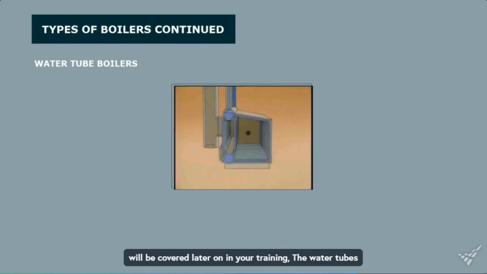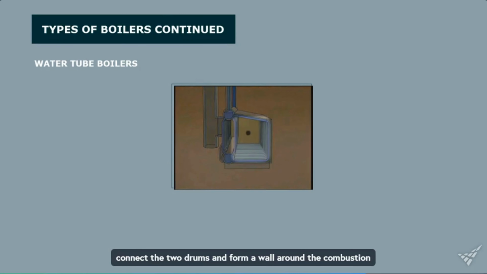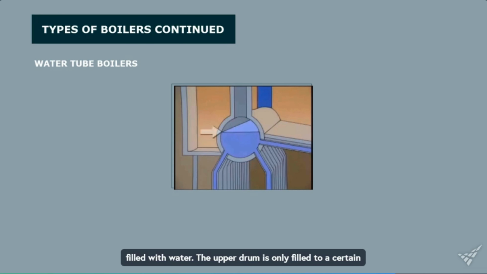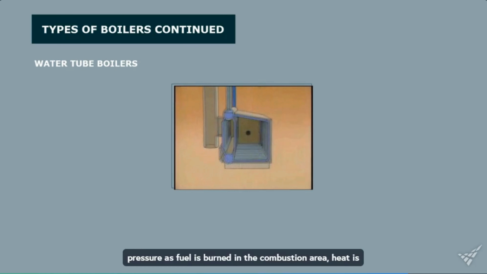The water tubes connect the 2 drums and form a wall around the combustion area of the boiler. This is the area in which steam is generated. Water is fed into the upper drum through a feed water line. The water tubes in the lower drum are completely filled with water. The upper drum is only filled to a certain level to provide space for steam to collect and build up pressure. As fuel is burned in the combustion area, heat is transferred to the adjacent water tubes.